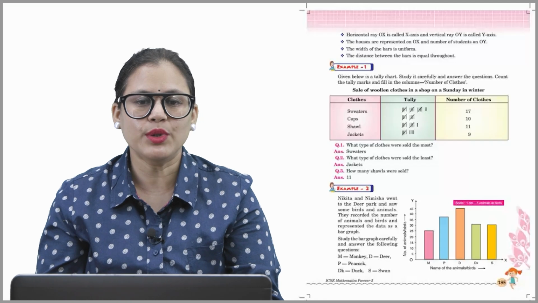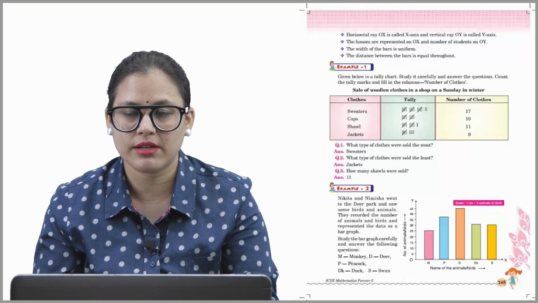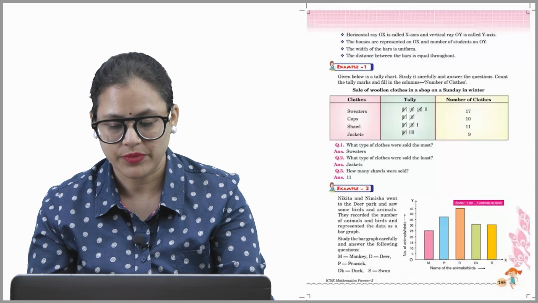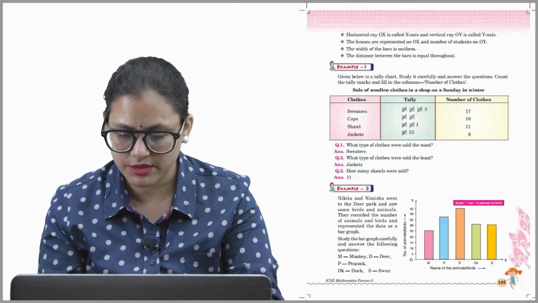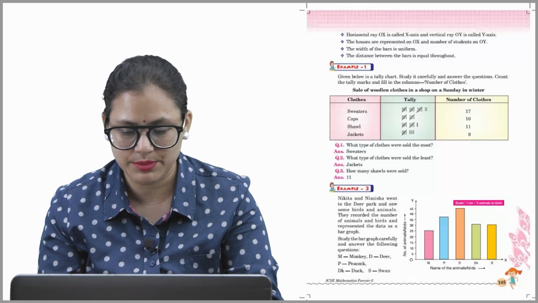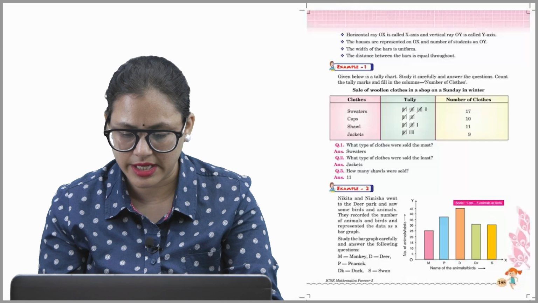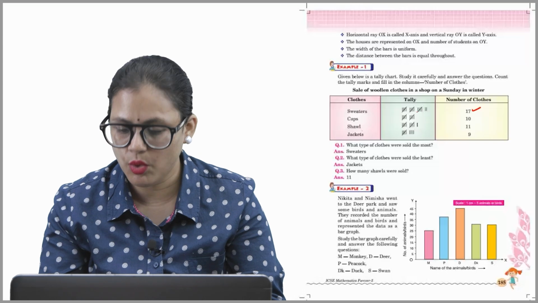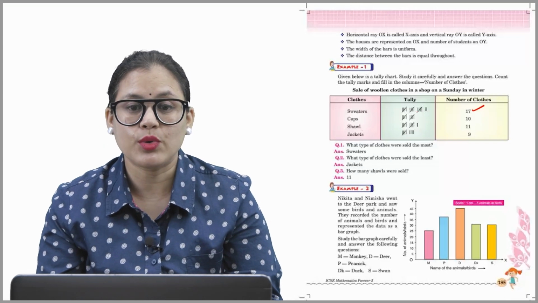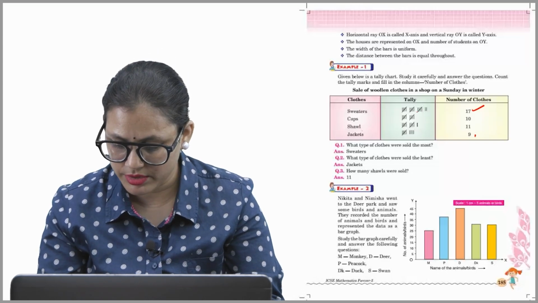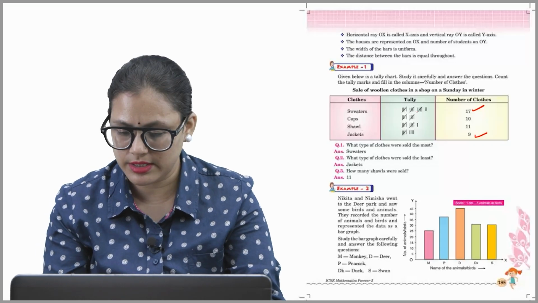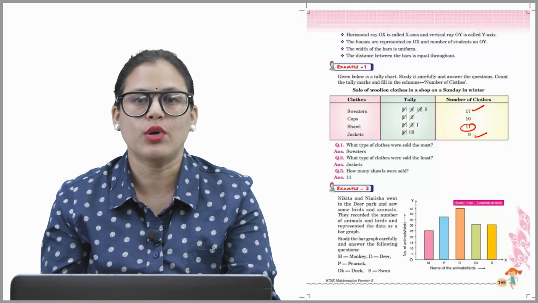Example 1. Given below is a tally chart. Study it carefully and answer the questions. Count the tally marks and fill in the column number of clothes. So sweaters, how many sweaters are there? 5 plus 5 plus 5, 15 plus 2, 17. Caps 10, shawls 11 and jackets 9. What type of clothes were sold the most? Sweaters. What type of clothes were sold the least? Jackets. And how many shawls were sold? As you can see here, 11 shawls were sold.